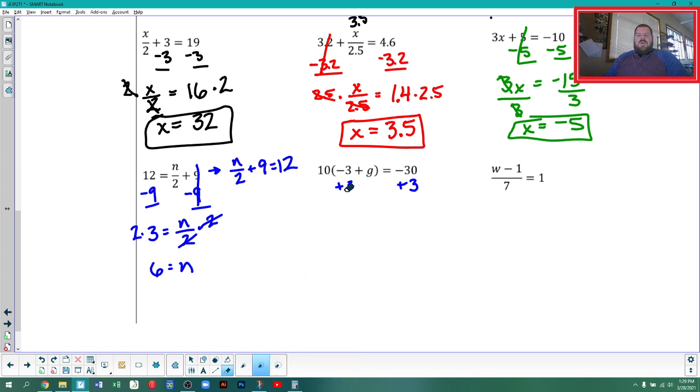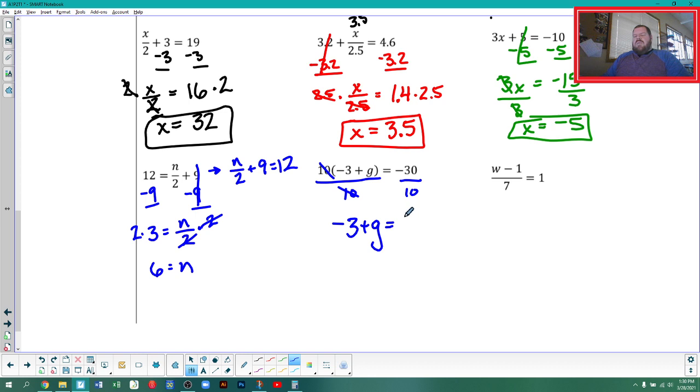Sorry, reverse order. Reverse order. We'll get to that. I would add -3 and then I would multiply by 10. I want to undo that multiplying by 10 first. I almost made a big oopsie. I got so caught up with the -3.